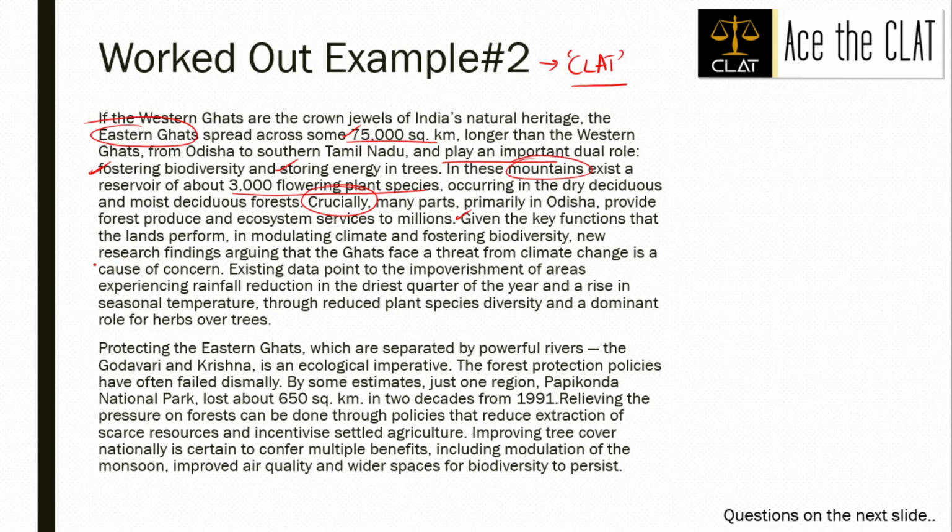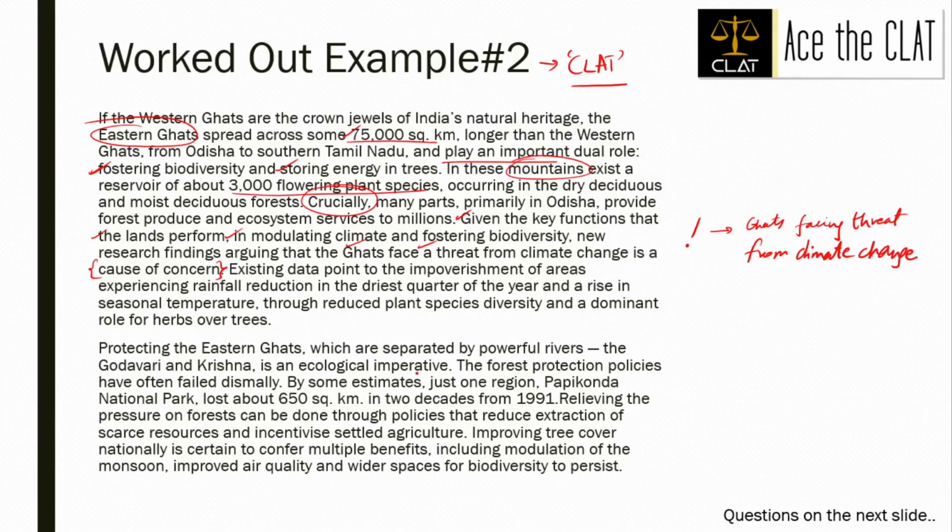Okay, so author is saying that here is a problem, right? What is the problem? That Ghats are facing a threat from climate change. Alright.